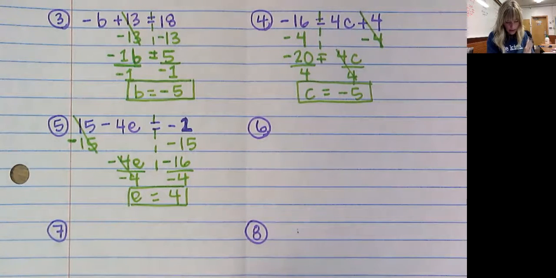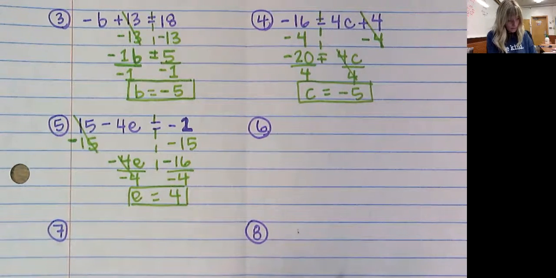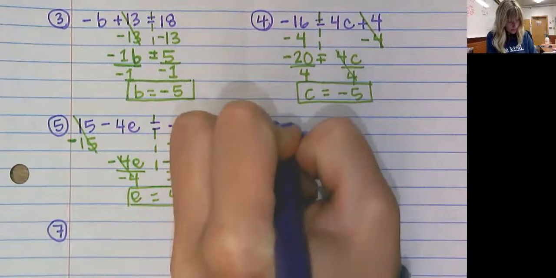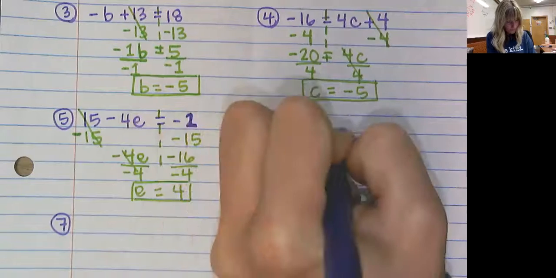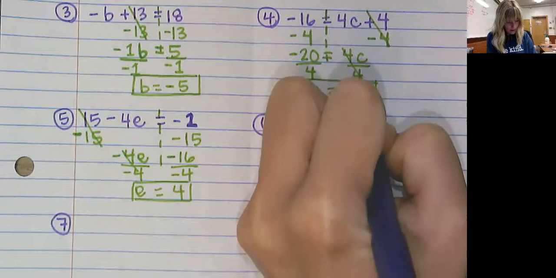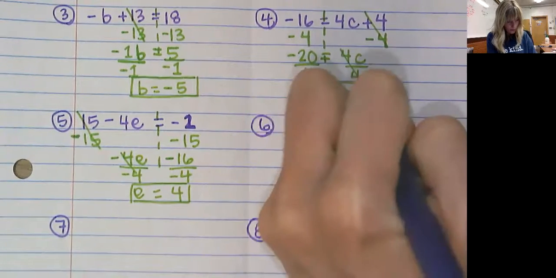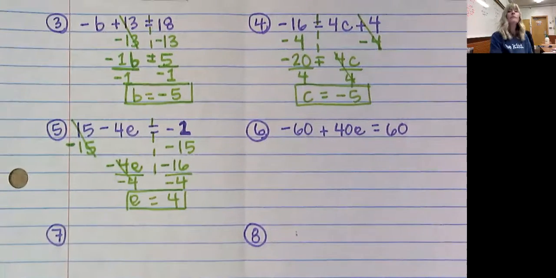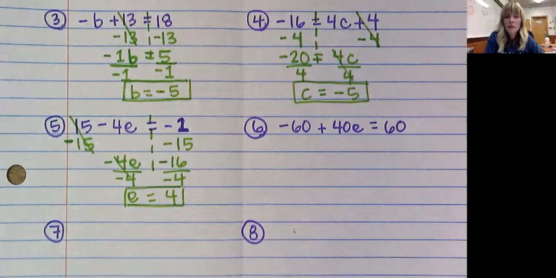Let's see. I want to do, how about this one? -60 plus 40e equals 60. Okay, I'm going to give you a minute to solve that one. Give it a try, guys. Where's the variable? Which one do you turn to 0? I'm just going to sit here and wait. You guys are solving it.